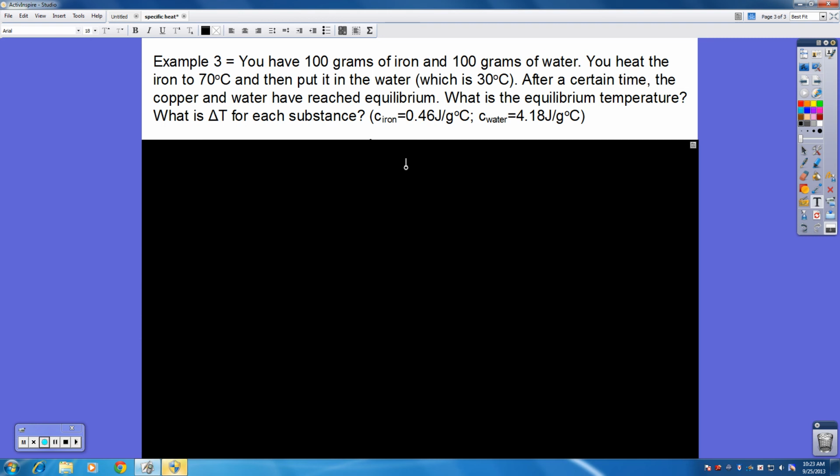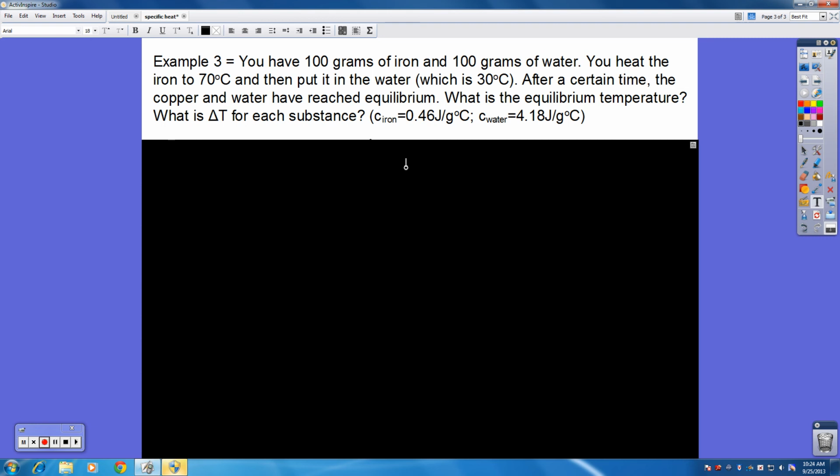What is the equilibrium temperature? So they should both reach the same temperature. What's that temperature going to be? And then what's the delta T for each substance? Which might surprise you. If you're not sure, if you can't get that far, at least think about, will it be the same delta T? Are these going to gain and lose the same amount of temperature?